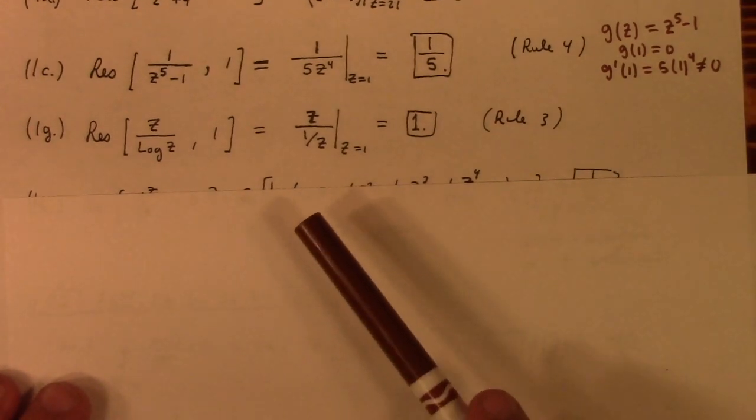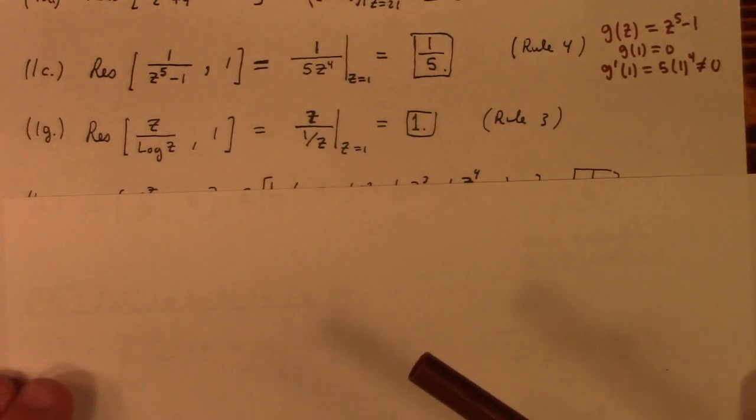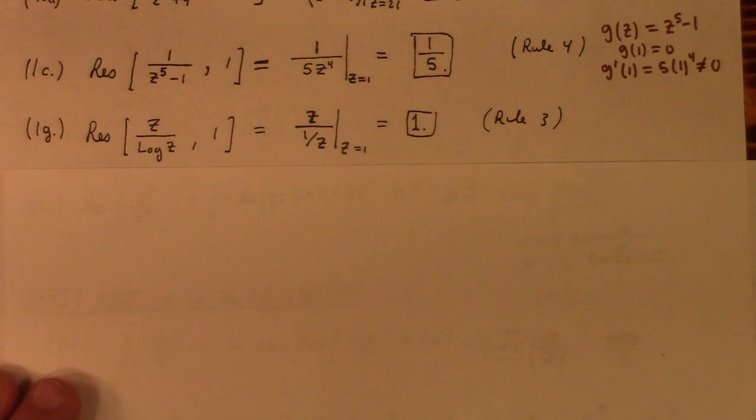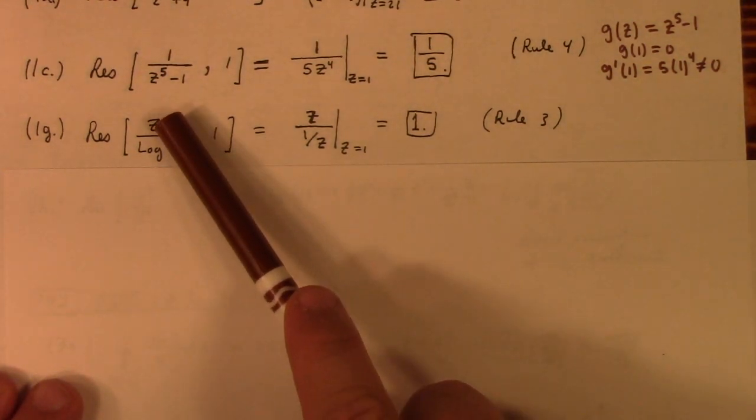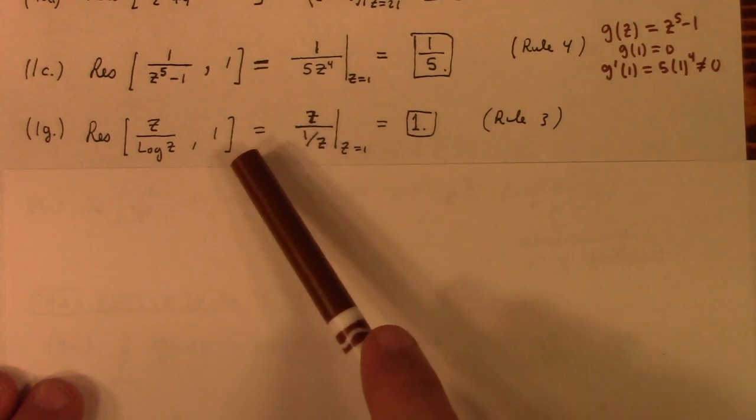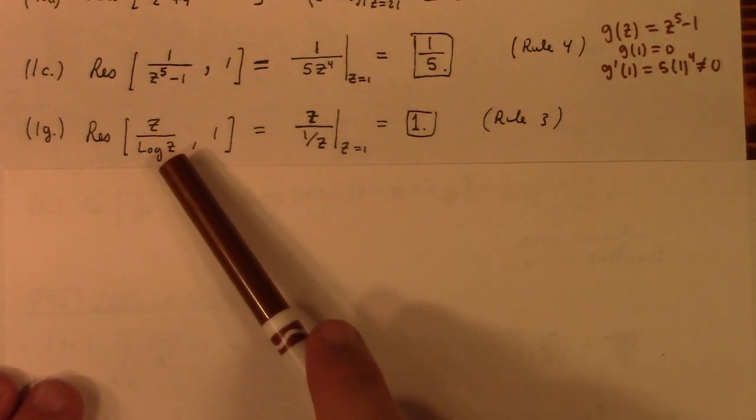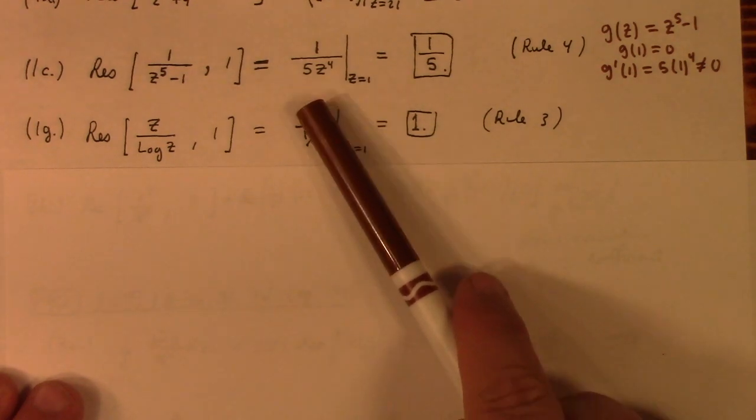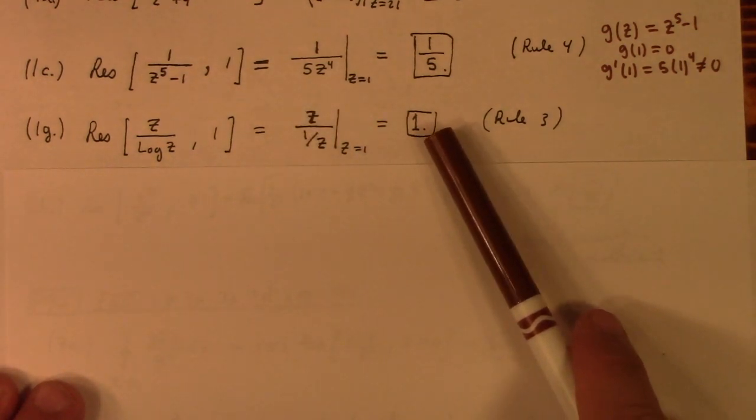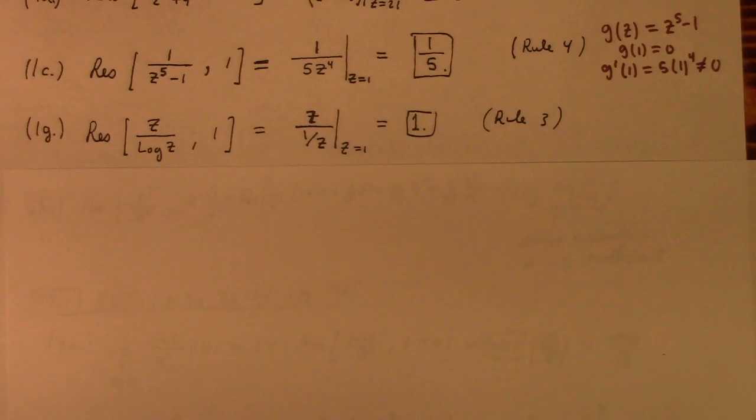And let's see here. Here we've got z over log z at 1. Here the f of z is z, and log of z is g of z. The derivative of g of z is 1 over z. So if we evaluate at 1, we get 1 over 1 over 1, which is 1. So there you go, the residue of that.